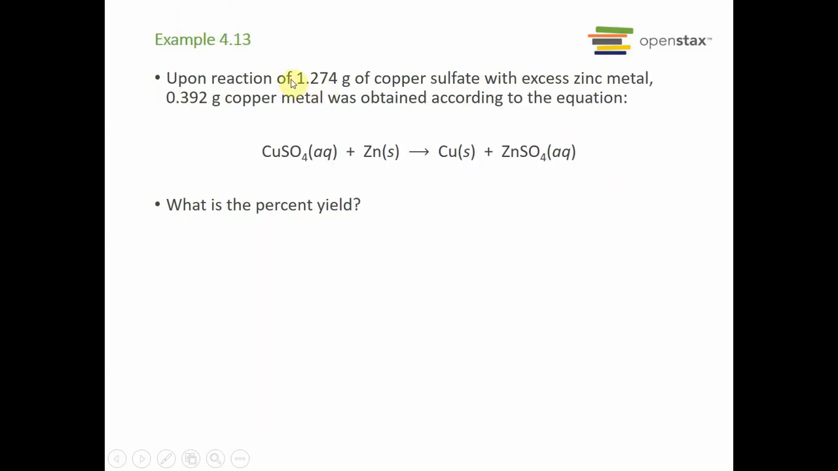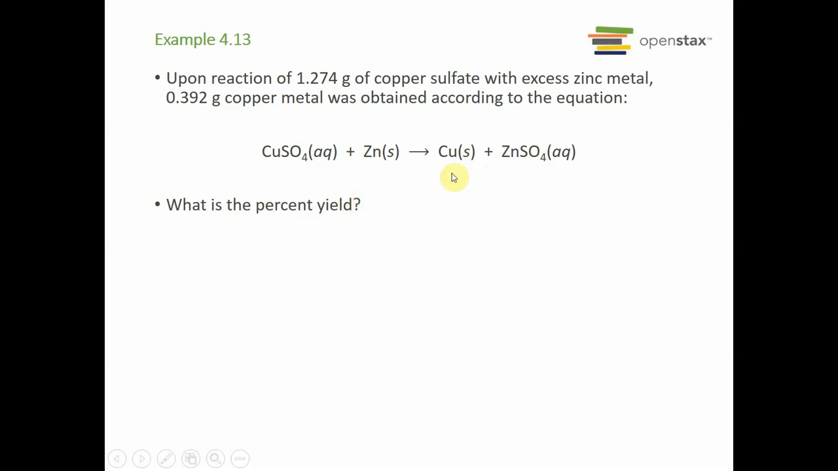Upon a reaction of 1.274 grams of copper sulfate with excess zinc metal, 0.392 grams copper metal was obtained according to the reaction. Copper sulfate plus zinc solid gives copper solid and zinc sulfate. What is the percent yield?